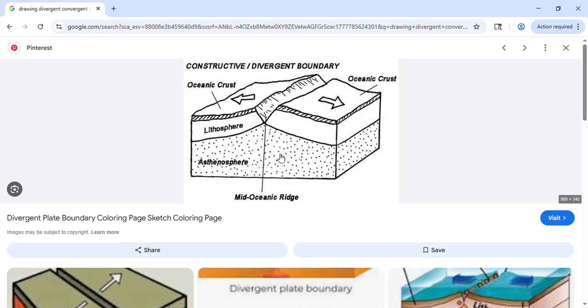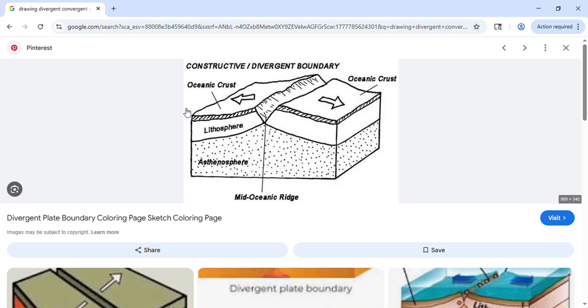Next question, what are hotspots in plate tectonics? Hotspots are volcanic regions fed by an underlying mantle plume that are independent of plate boundaries. For example, the Hawaiian islands.